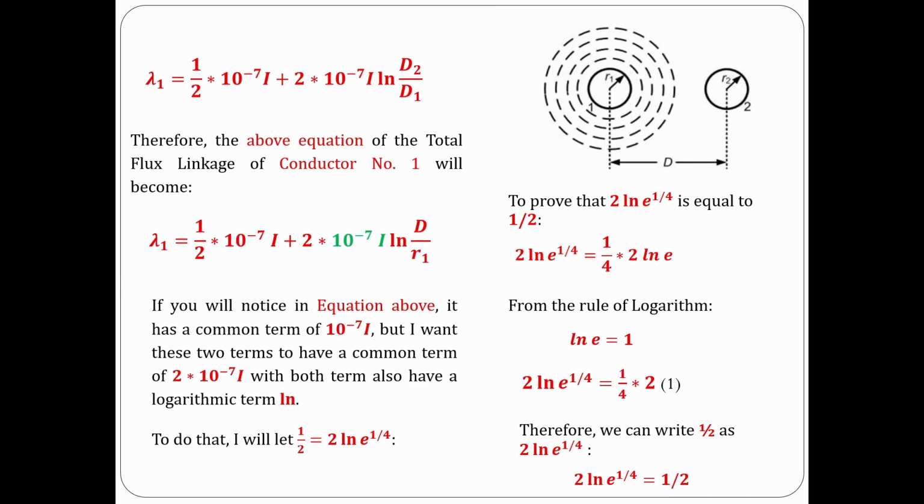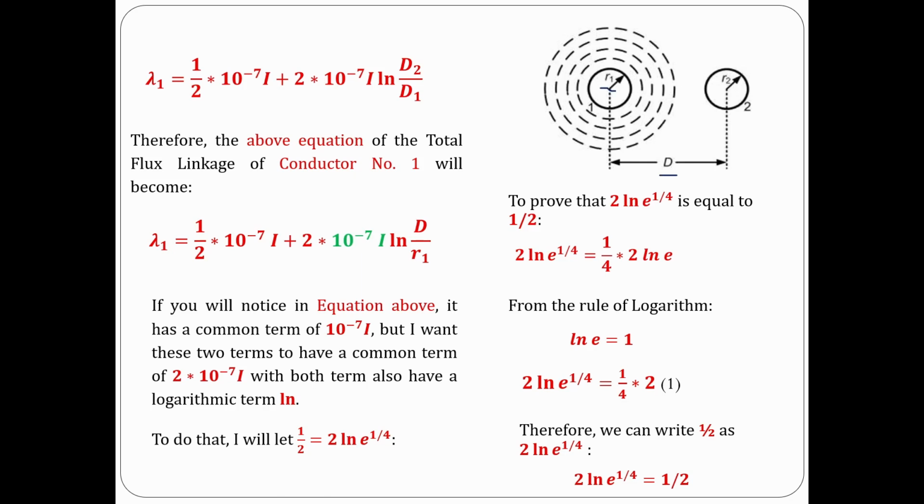As explained in the previous slides, the distances that resulted in the flux linking the circuit and inducing a voltage are D and R1, where D is the distance between conductor number 1 and conductor number 2, and R1 is the radius of conductor number 1.